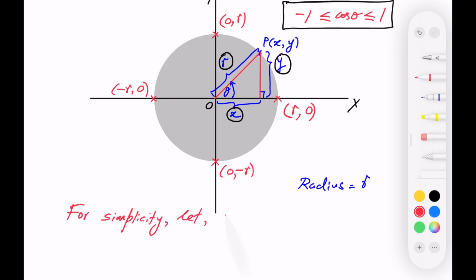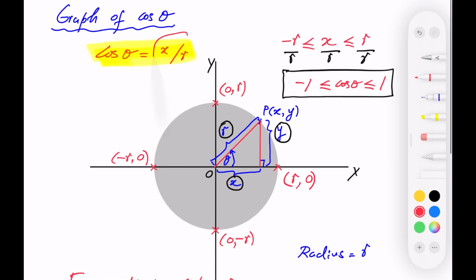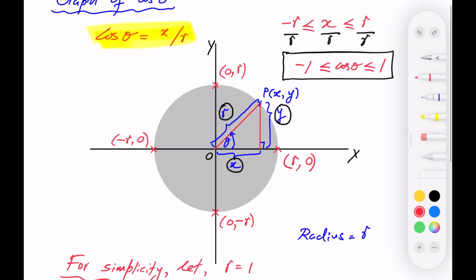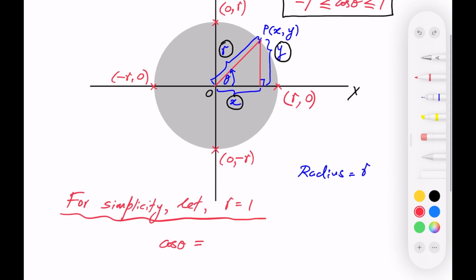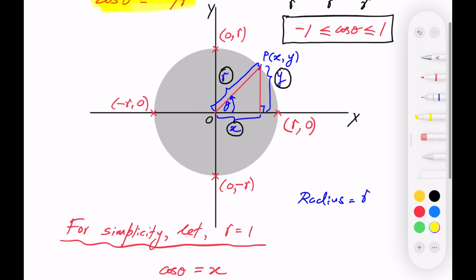Let r be 1. In that case, we can write down cosine theta. We know that cosine theta was defined as x over r. When r is equal to 1, cosine theta simply becomes equal to x. Now I'm also going to update these endpoints with r equals 1.